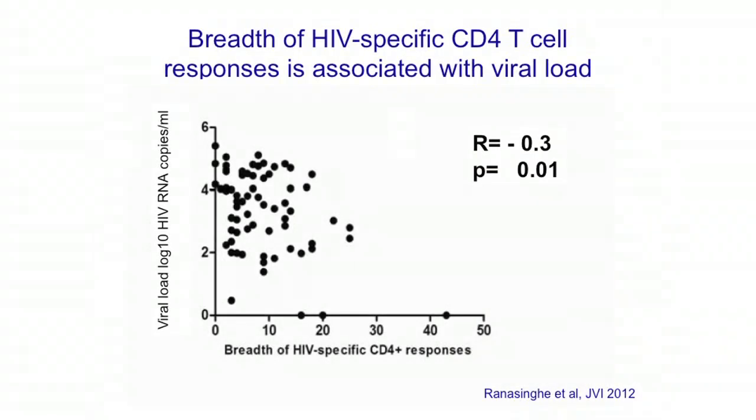And what you can see here is that there's not only a fair amount of HIV-specific CD4 responses, but that patients who make a fair amount of HIV-specific CD4 responses have, on average, a lower viral load than patients who make fewer CD4 responses. So this is the viral load, and this is the breadth, the number of different CD4 responses. And you see a moderate inverse correlation between the viral load and the breadth of HIV-specific CD4 responses.